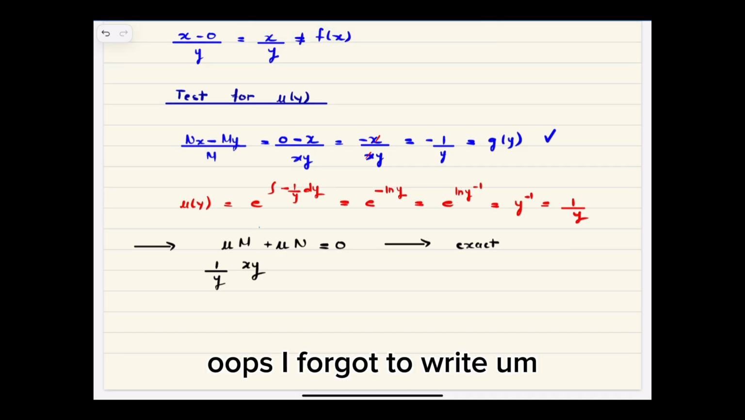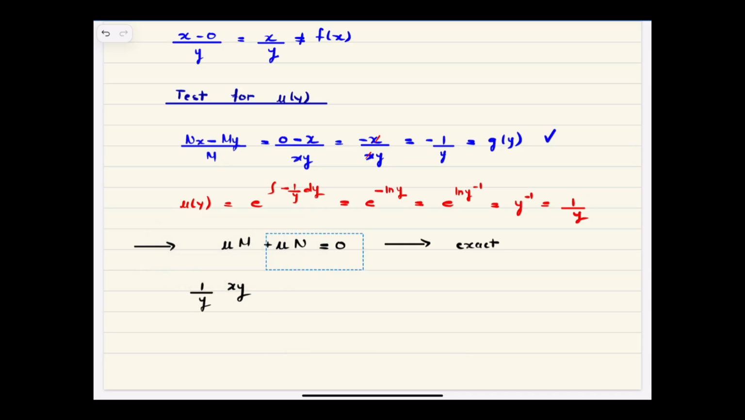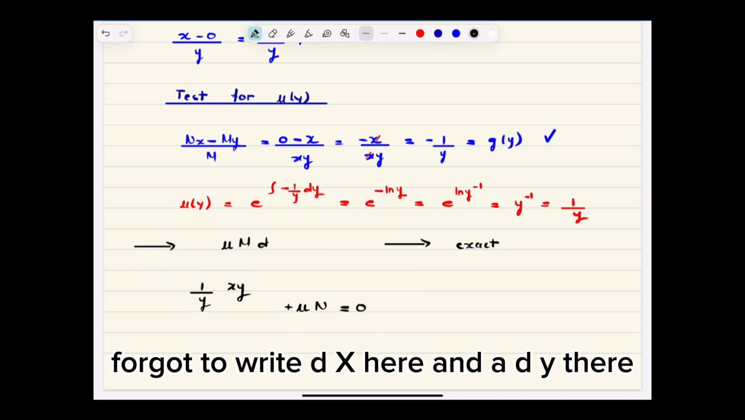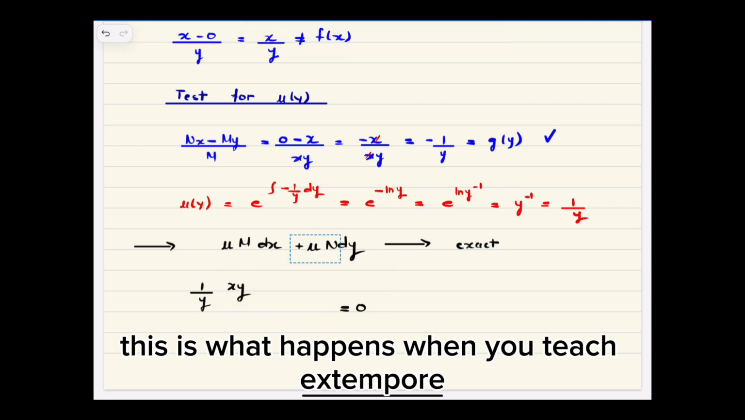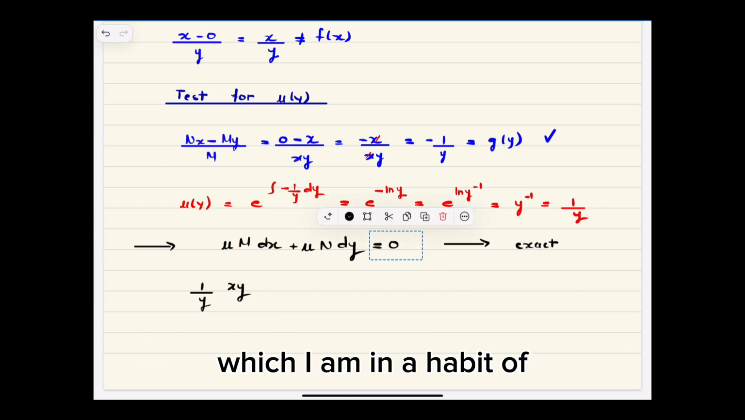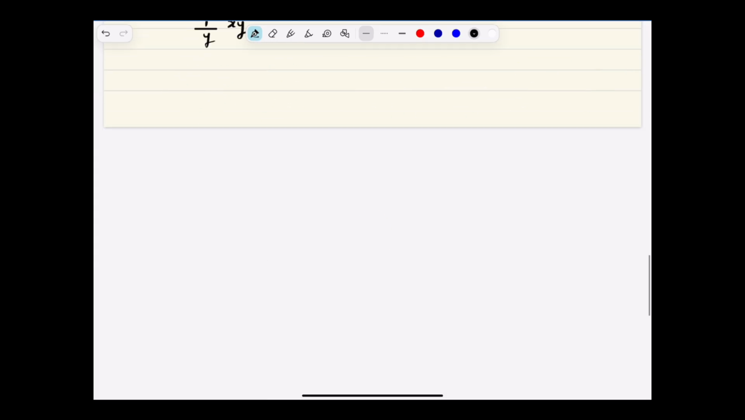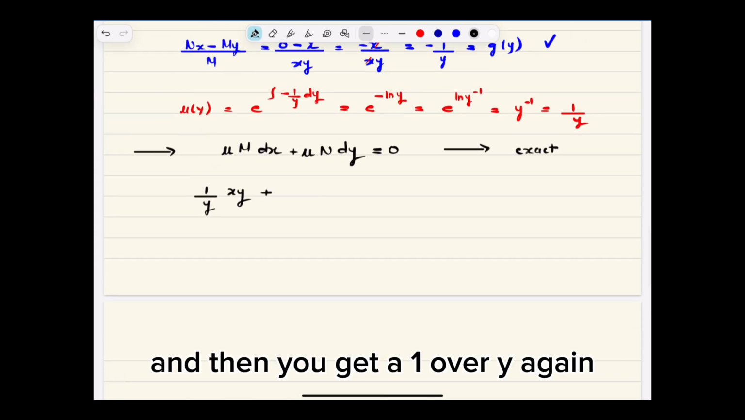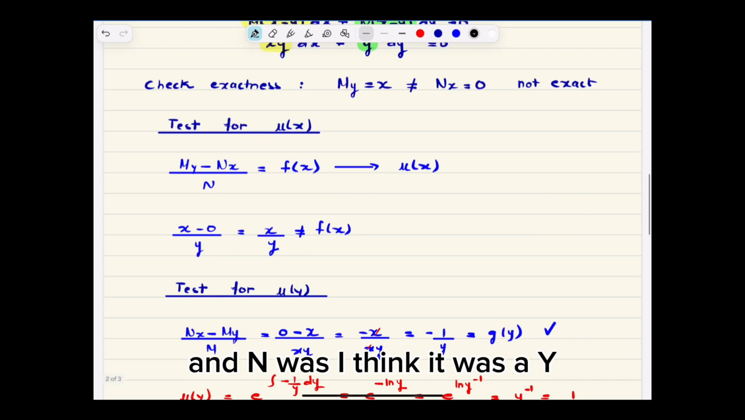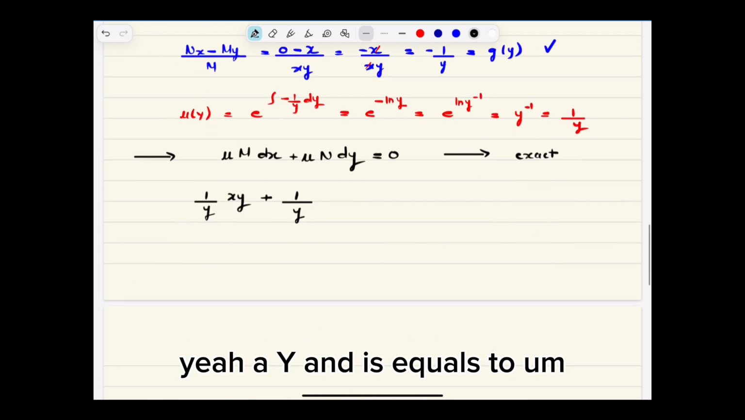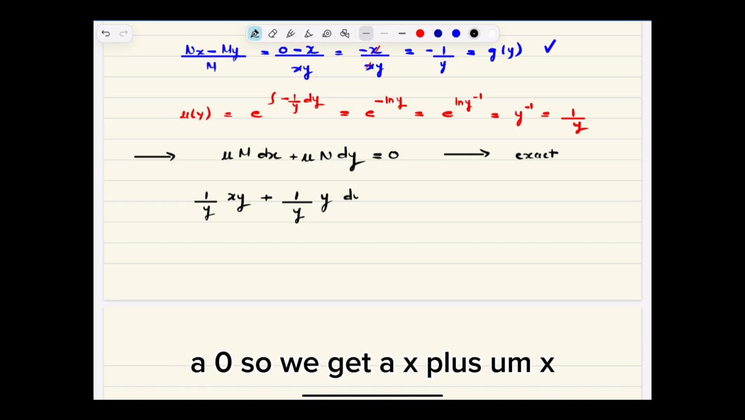Oops, I forgot to write dx here and a dy there. This is what happens when you teach extempore, which I am in the habit of. Apologies. Okay. And then you get 1 over y again, and N was, I think it was y, yeah, y, and it equals 0.